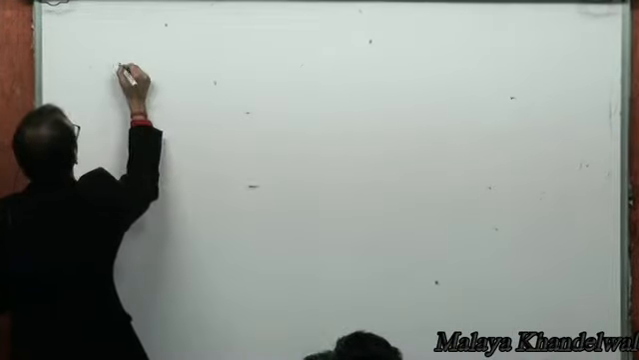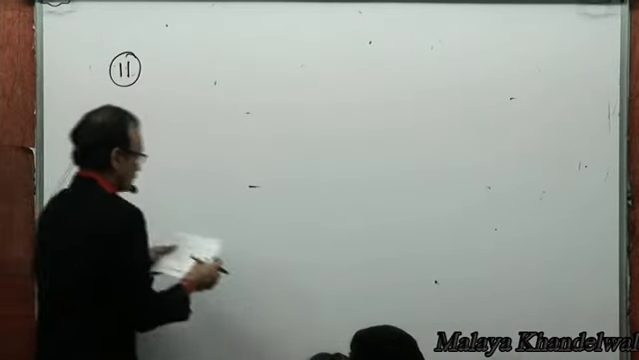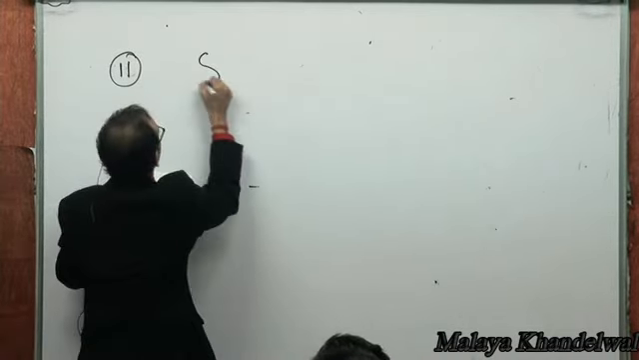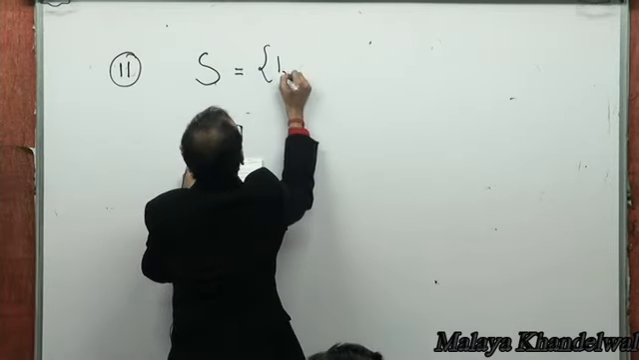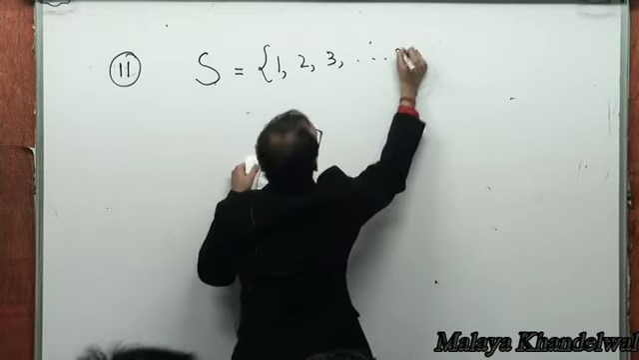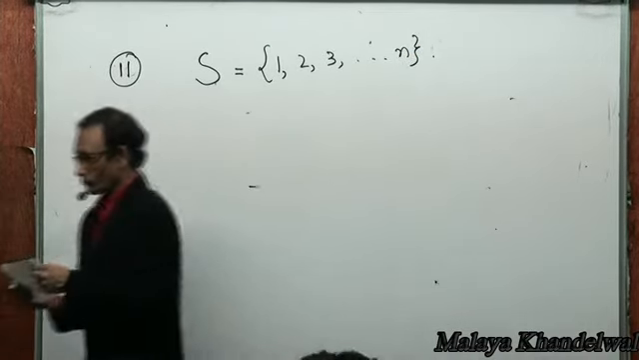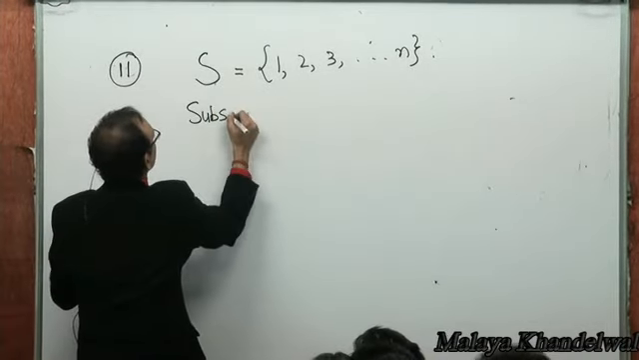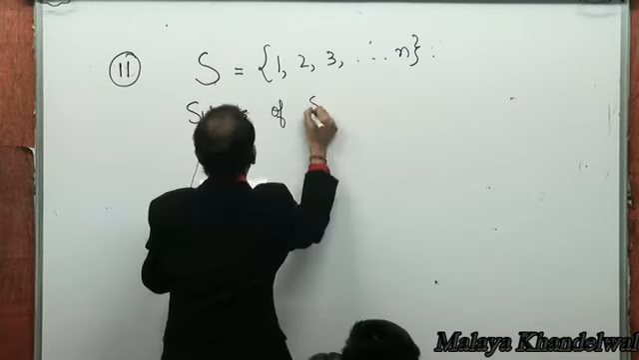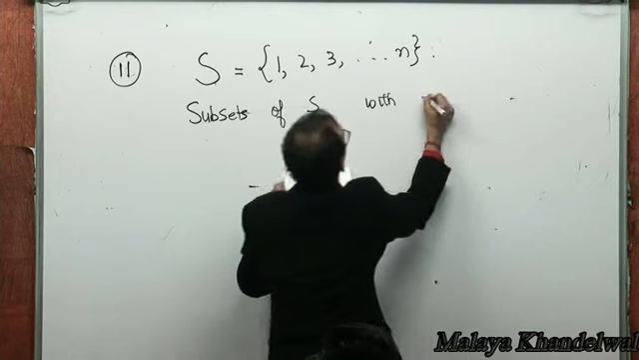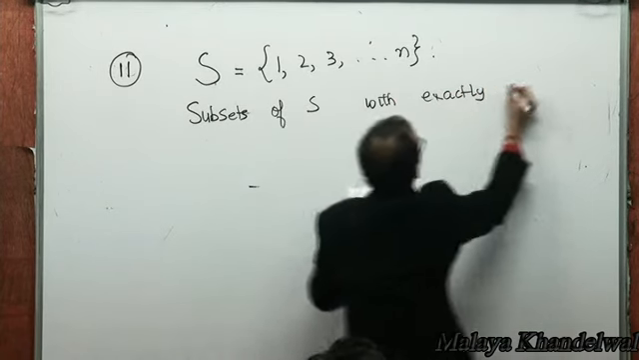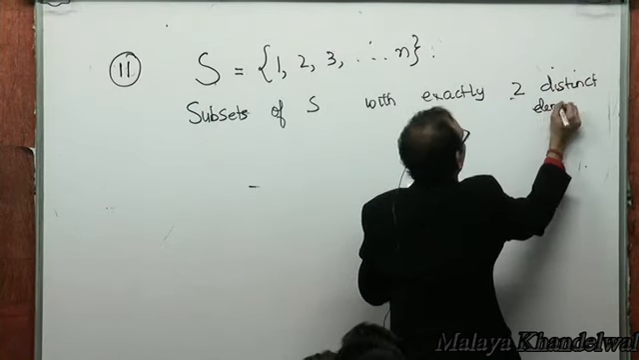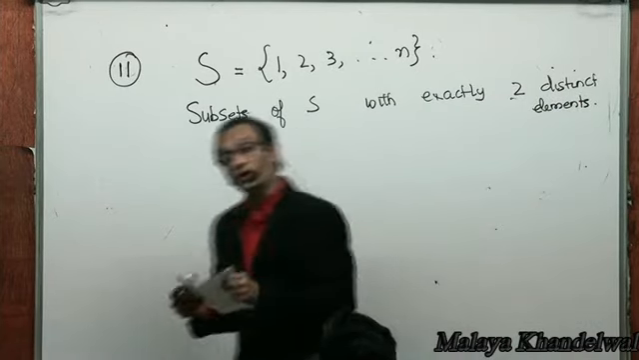Now, problem number 11. S is a set which is {1, 2, 3, ..., n}. Now, what we are doing is, we are creating all subsets of S with exactly 2 distinct elements.